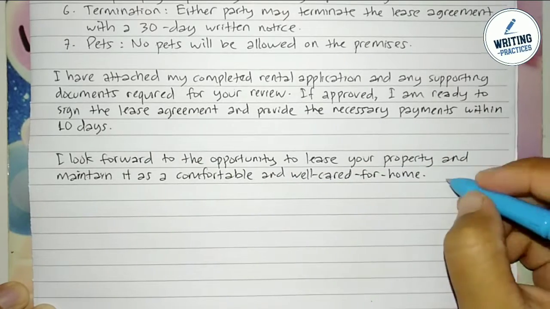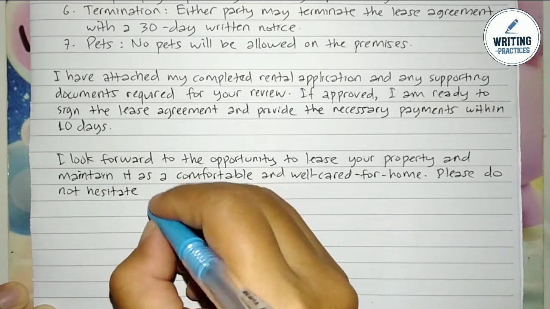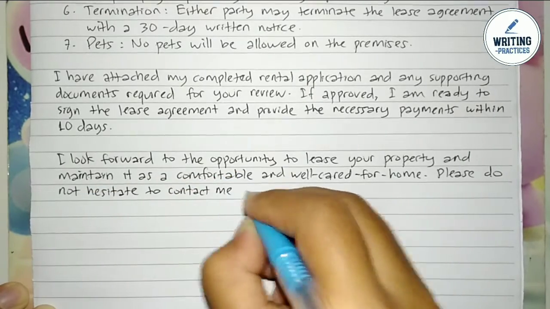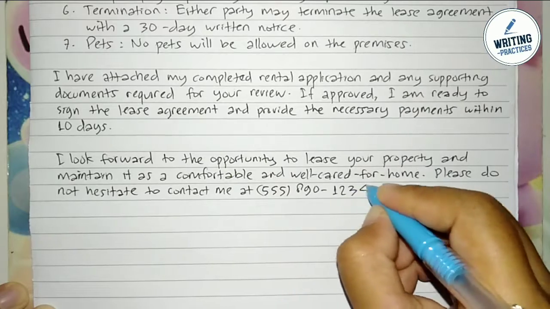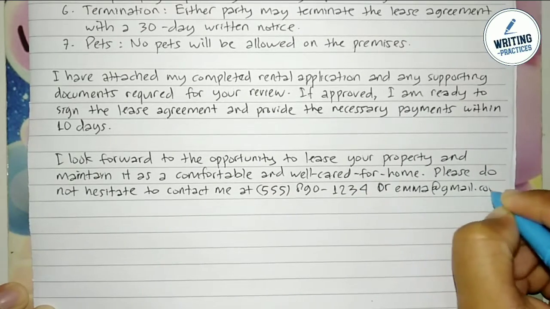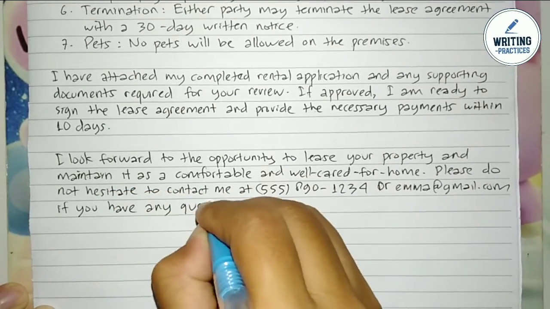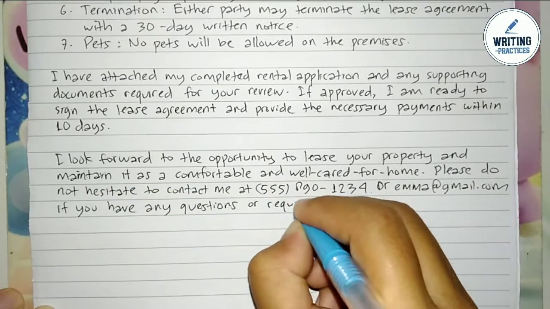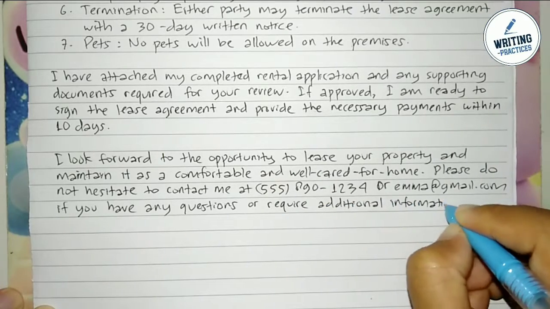The recipient may need to discuss it further with you, and therefore, offers availability for further communication. Sure, you can give your contact information like phone number and email address. And write it this way. Please do not hesitate to contact me at 555-890-1234, or emma.johnson@email.com, if you have any questions or require additional information.